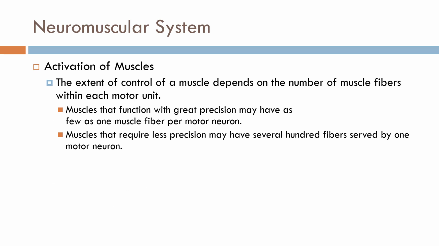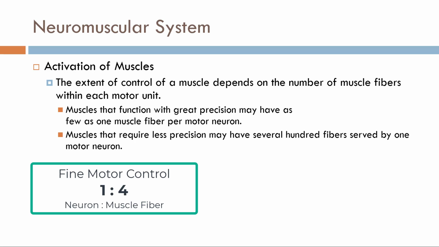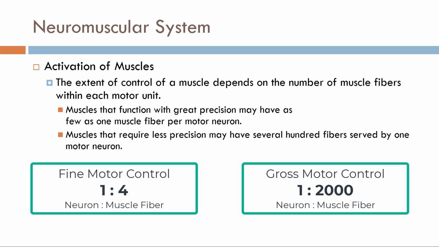So when you look at the slide here, you can have different ratios of how many muscle fibers are under control of a motor neuron. And when you have fine motor control, like for your eyeball, you might have one motor neuron that controls maybe 4 muscle fibers. But when you look at the glute, that's more of a force output, one motor neuron might control thousands of muscle fibers. So it really depends on if you need more fine motor control or more gross motor control.